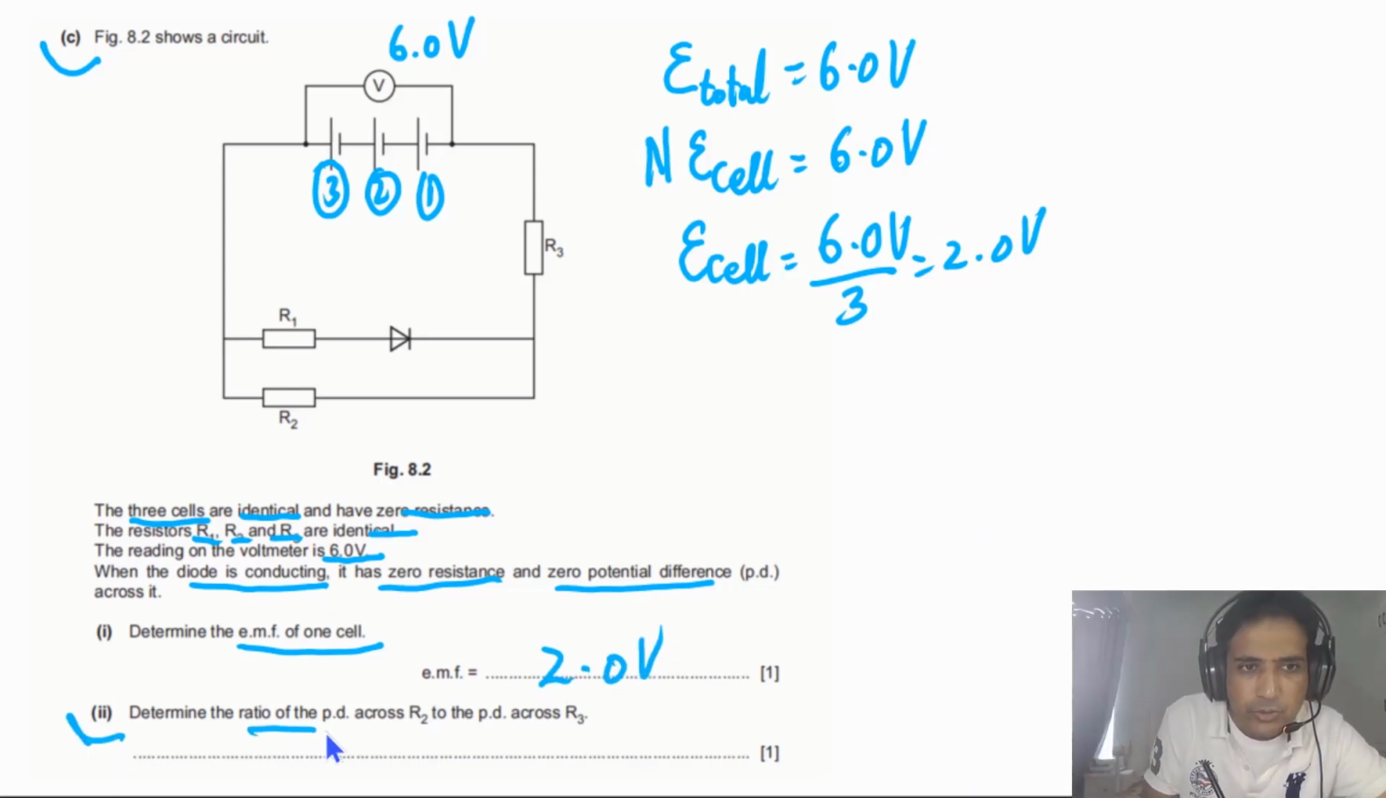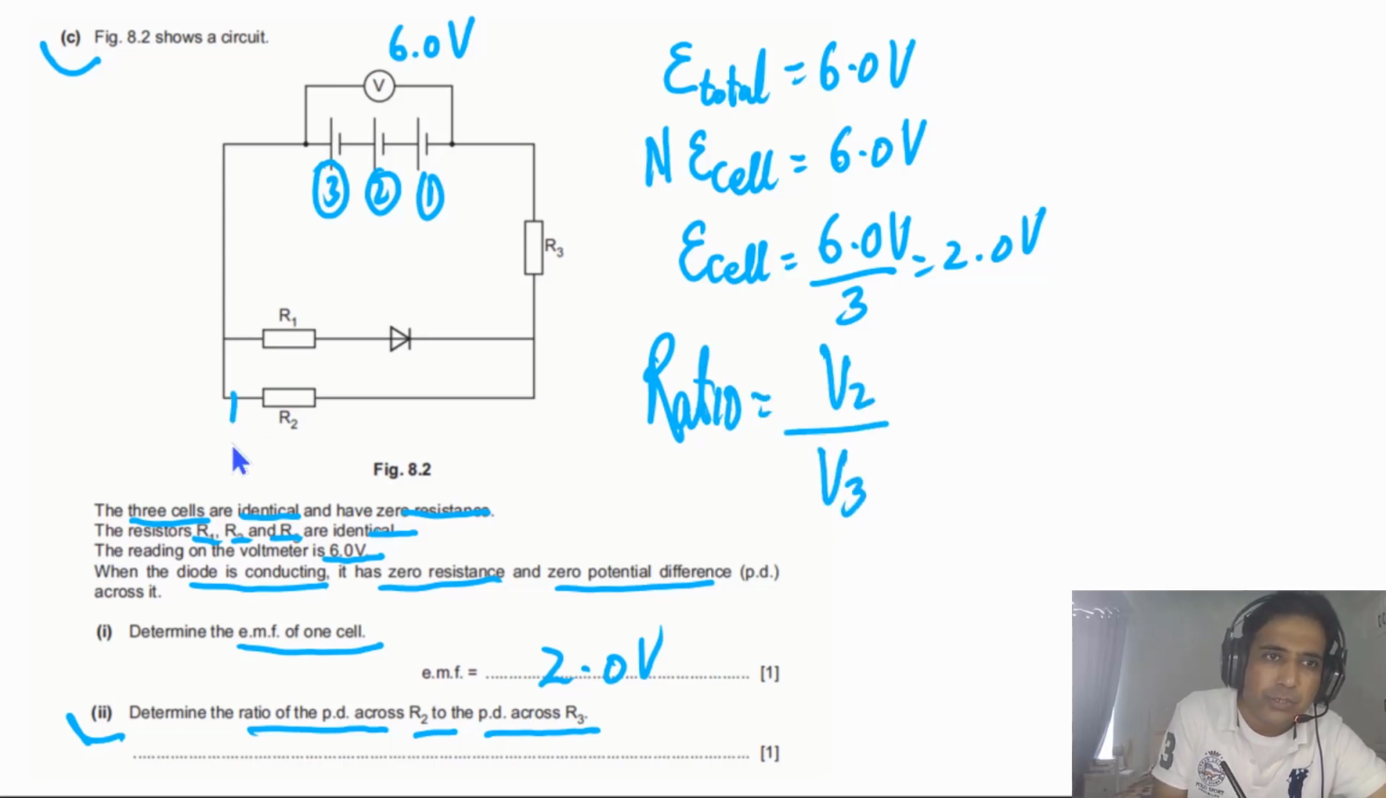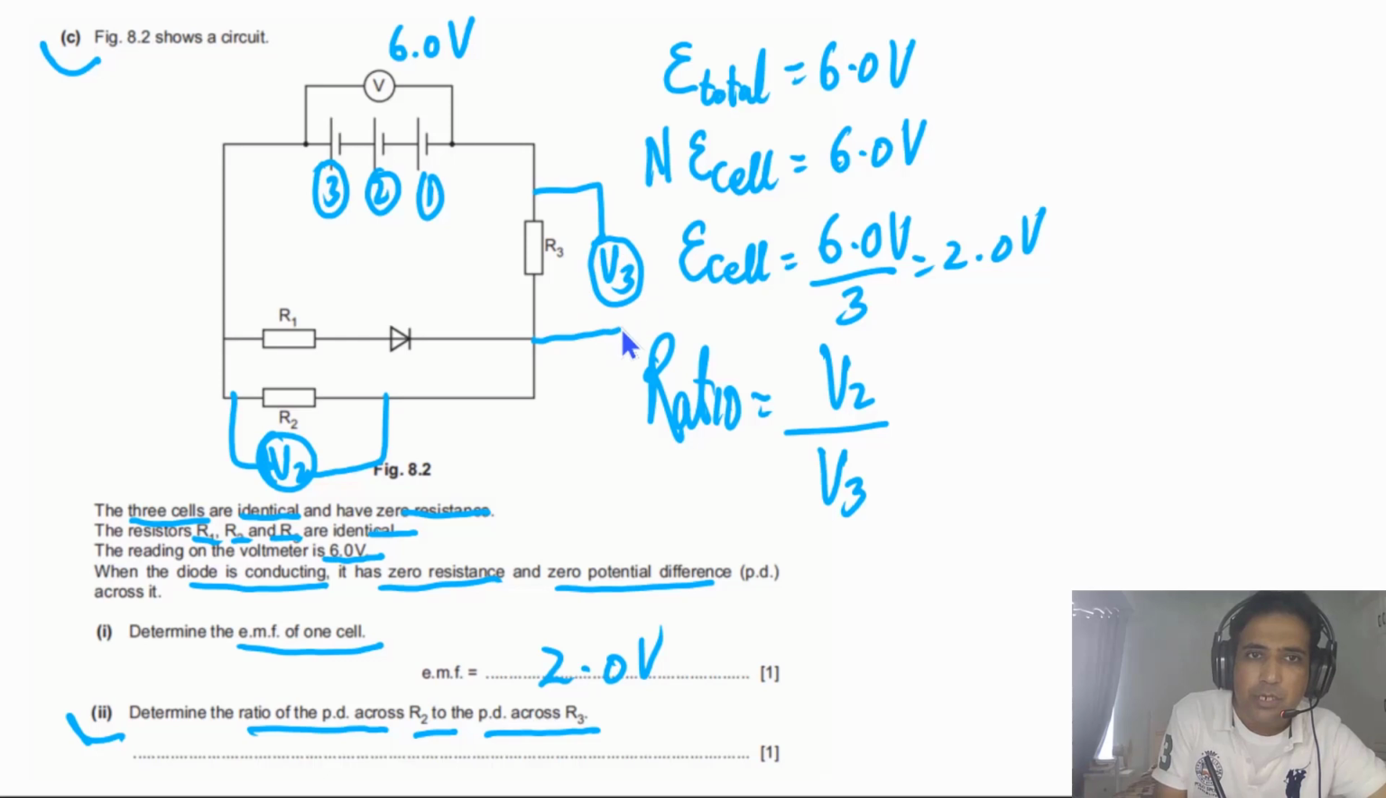Second part says determine the ratio of PD across R2 to the PD across R3. So it simply means we need to find the ratio between V2 and V3. V2 is the PD across R2, this second resistor, and here we can write V3, the PD across R3. First of all we need to understand how current will flow for this circuit. Let's say this current is I0, this current is I1, this current is I2, and current here is I3.